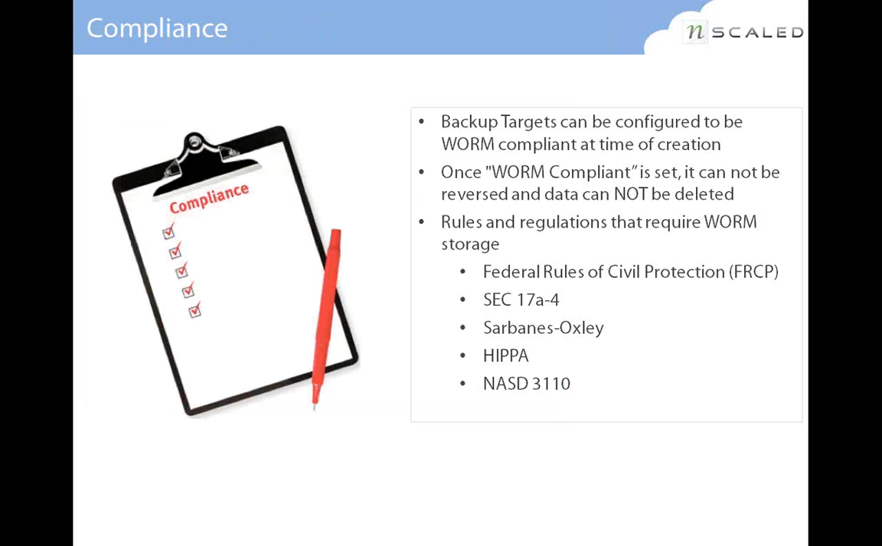So in terms of compliance, we really want to identify that this data is going to be for our network, and then from there you're going to have versioning every time there's a change to that particular file. So we are WORM compliant, and we follow all the rules and regulations that fall under the compliance requirements of the legislation that has been passed, such as the FRCP regulations, as well as SEC 17a-4, Sarbanes-Oxley, HIPAA requirements, and NASD 3110.